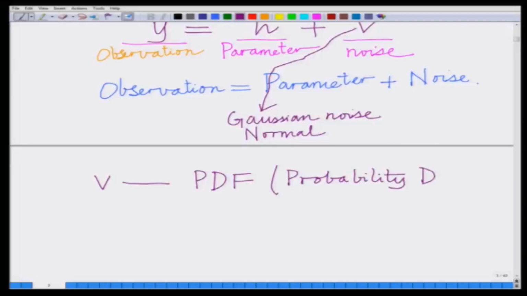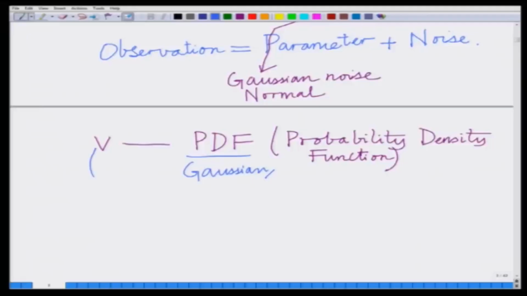The PDF of this noise v is Gaussian, that is, this noise v is a Gaussian random variable, and any Gaussian random variable is characterized by a mean and a variance. Typically we are going to assume this noise has mean 0 and variance sigma square.